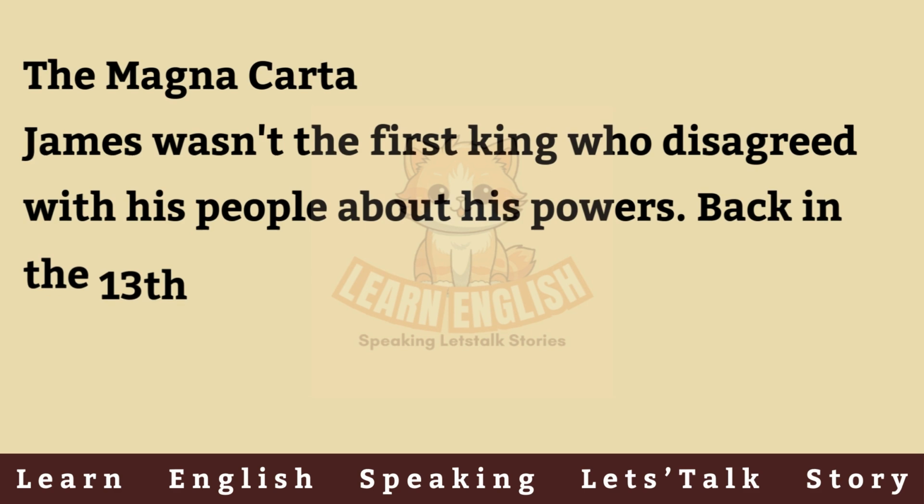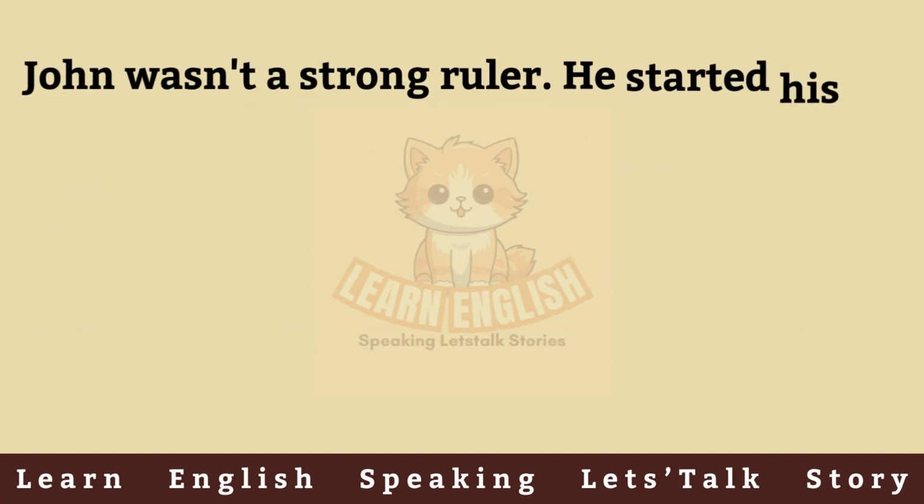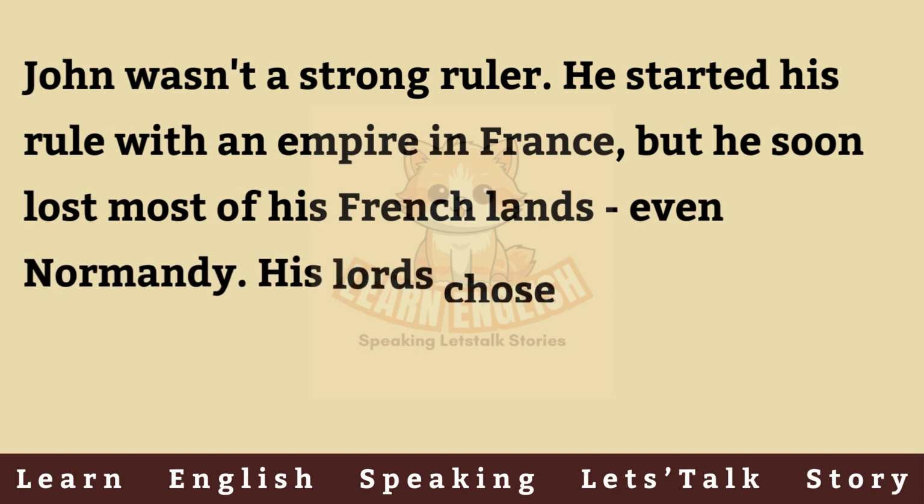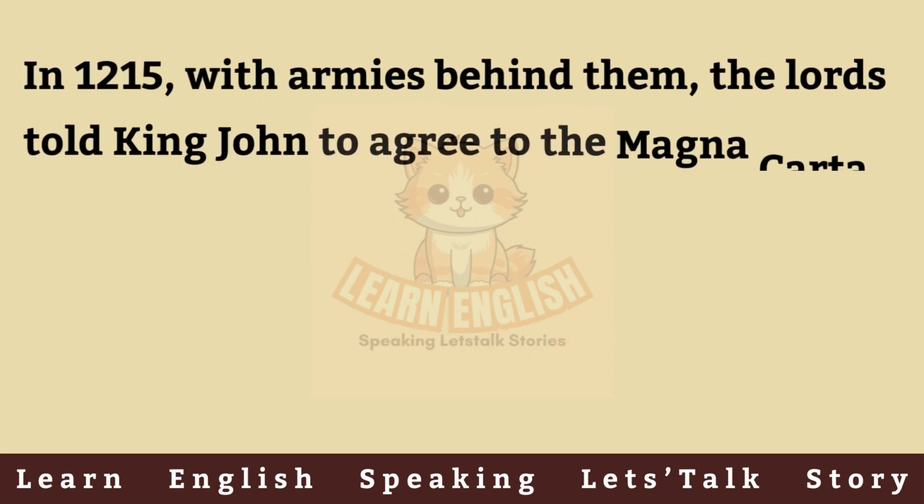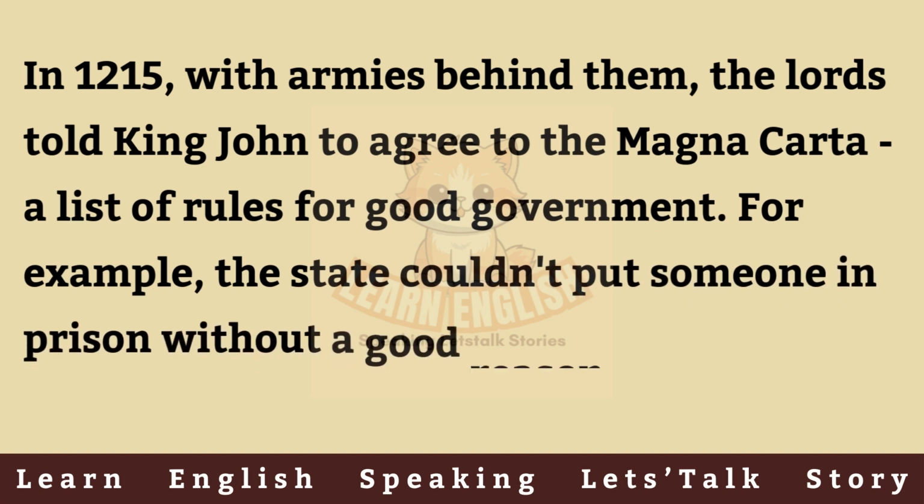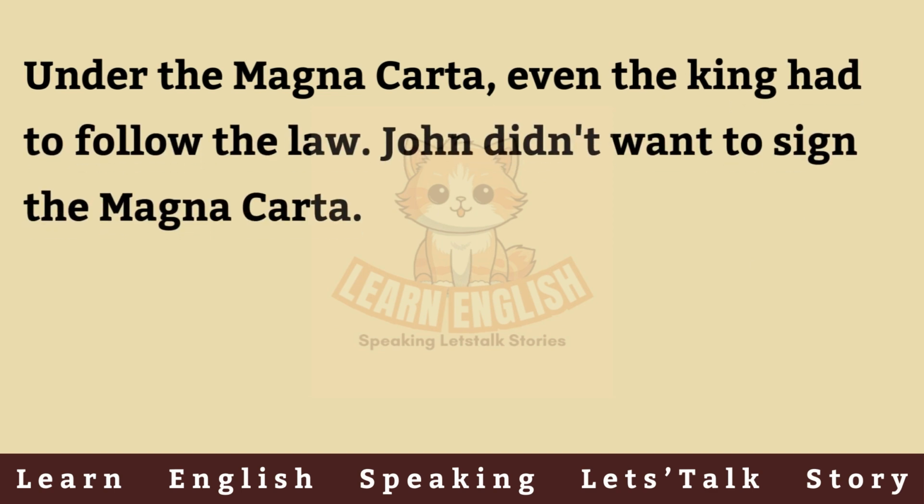The Magna Carta. James wasn't the first king who disagreed with his people about his powers. Back in the 13th century, King John had similar problems, but in those days there was no parliament. John wasn't a strong ruler. He started his rule with an empire in France, but he soon lost most of his French lands, even Normandy. His lords chose this time to put controls on the power of the king. In 1215, with armies behind them, the lords told King John to agree to the Magna Carta, a list of rules for good government. For example, the state couldn't put someone in prison without a good reason. Under the Magna Carta, even the king had to follow the law.